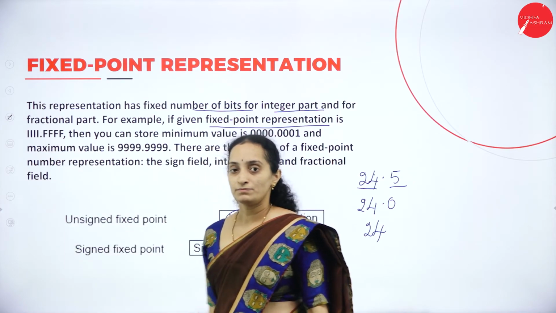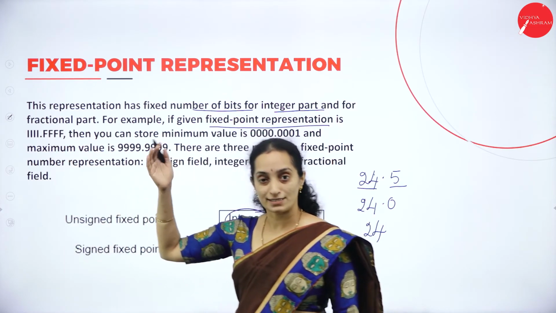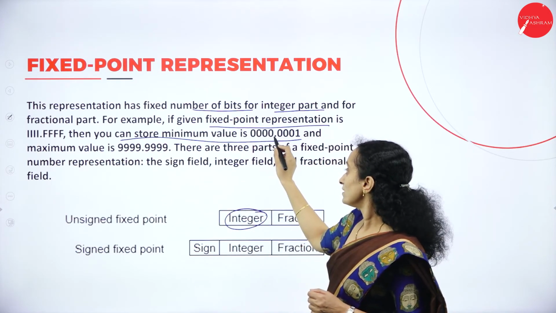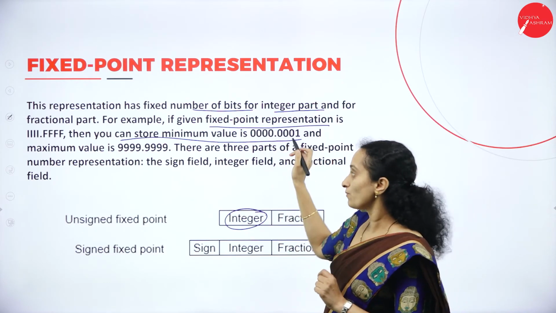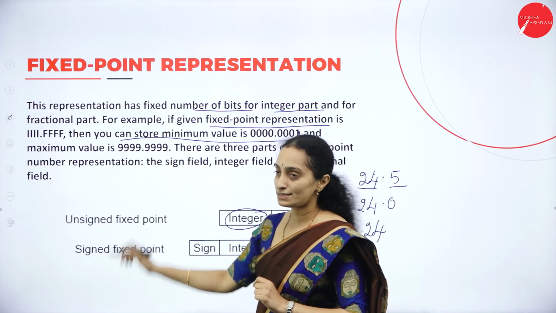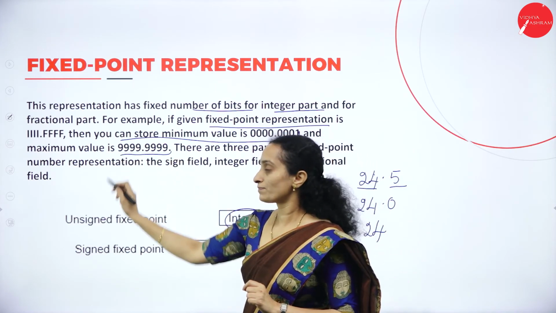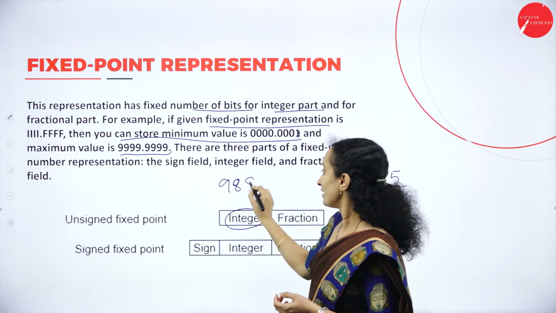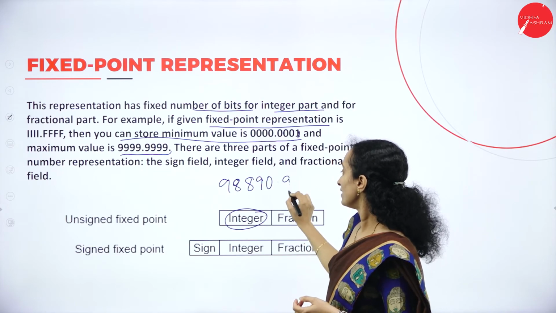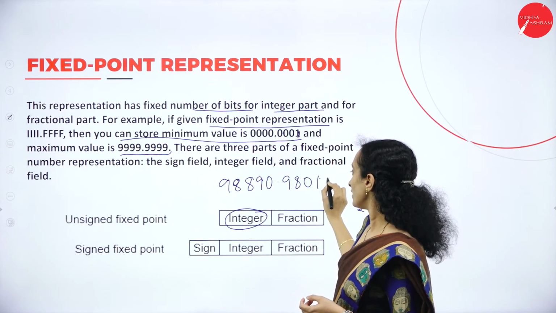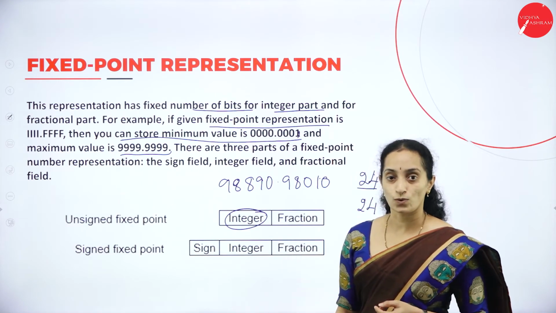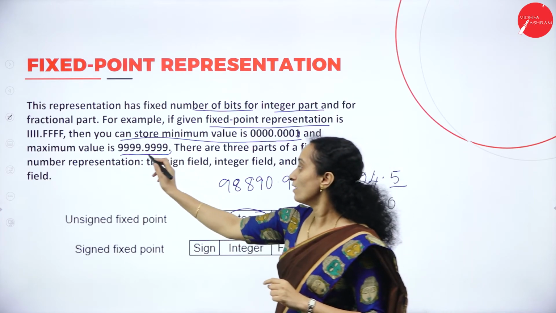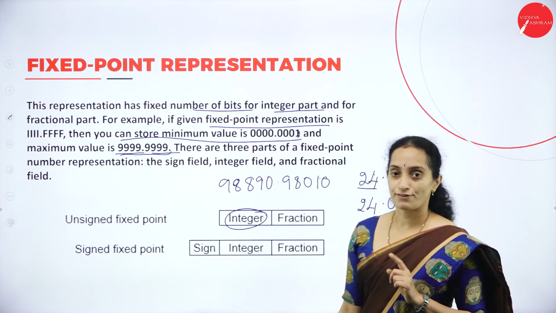from 11111.fff, that is in hexadecimal, you can store the minimum value of 0000 to 0001, the last one, to the maximum value of this. Okay. You cannot store 98890.980010. You cannot store it because it has only a fixed number of bits. Only 4 bits are fixed for the integer part as well as the fractional part.